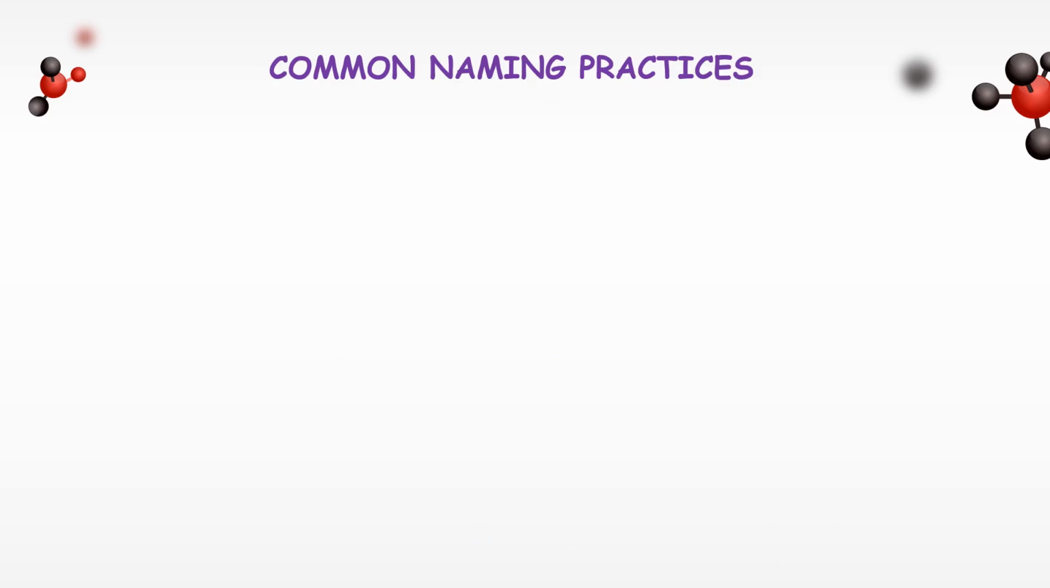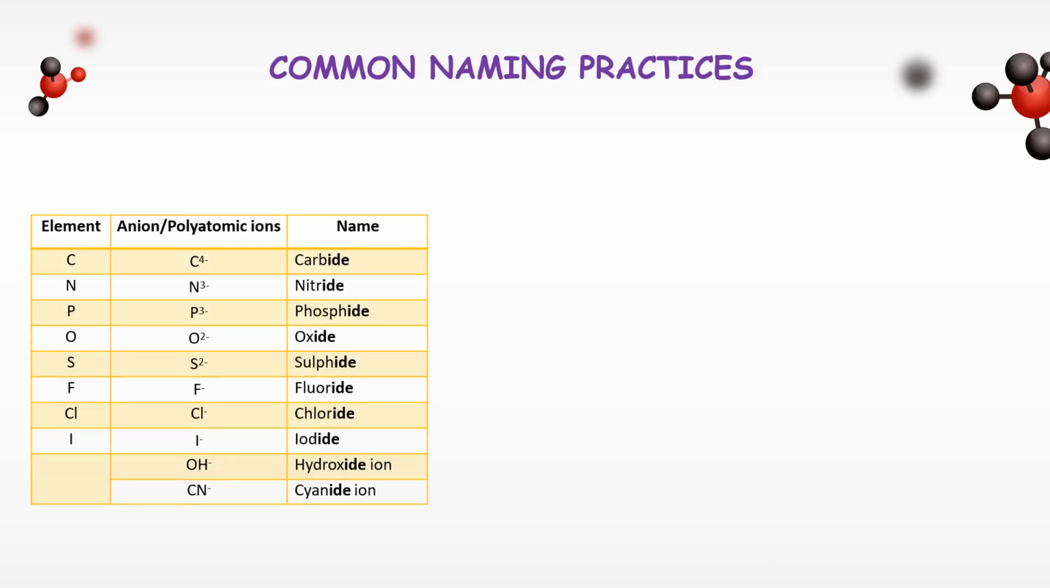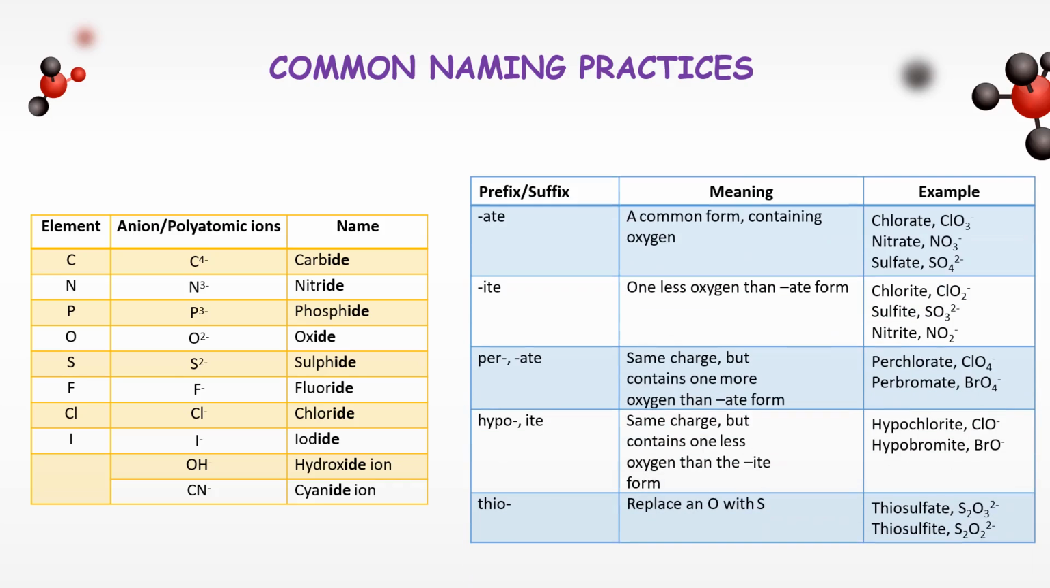There are also common naming practices that have been used. So here we have the elements C, N, P, O, S, F, Cl, I, OH-, and CN-. So here the names can be carbide, nitride, phosphide, oxide, sulfide, fluoride, chloride, iodide, hydroxide, and cyanide. So we also have to use prefixes or suffixes.